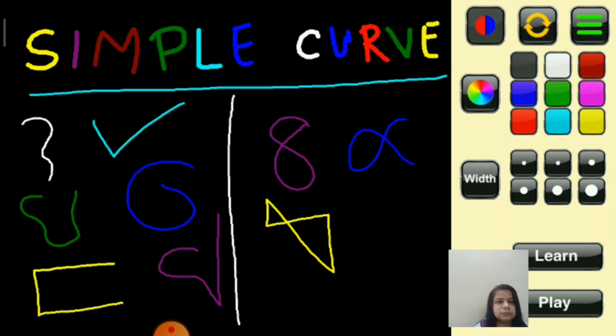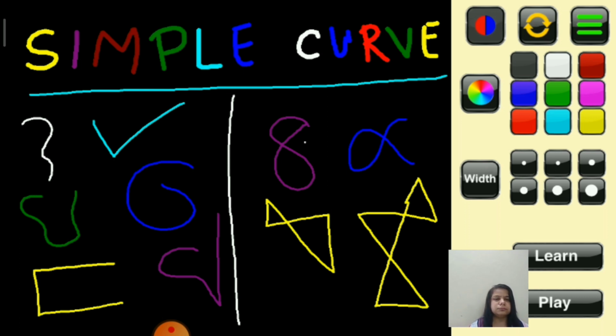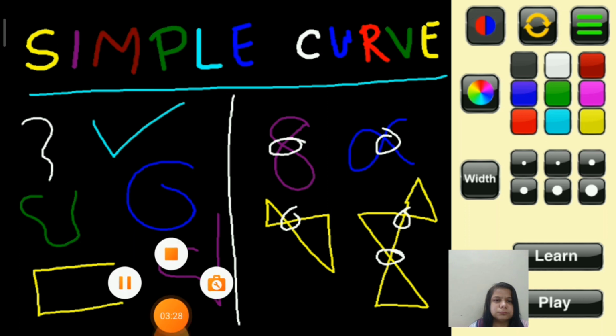Again, if I draw like this, this is also not a simple curve. Now just check the points where it is crossing itself. Here is the point, here is the point, here is the point where it crosses itself. So these are not simple curves. Again, a simple curve is a curve which does not cross itself.